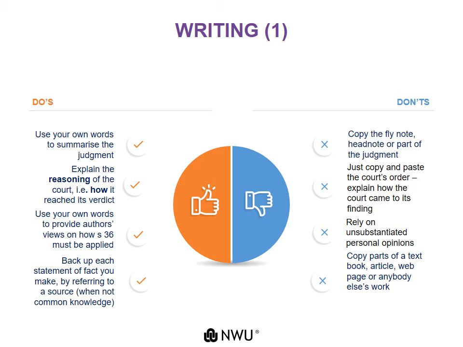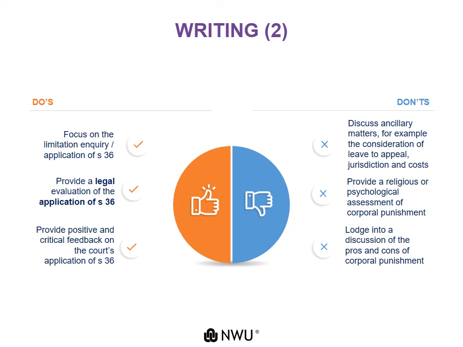Importantly, do not copy any part of a textbook, an article, a web page, or anybody else's work. Just don't. Do focus on the court's handling of the limitation inquiry or its application of Section 36. Don't go into a discussion of ancillary matters, for example, whether or why the party was granted leave to appeal, what the court's jurisdictional inquiry entailed, or the costs inquiry. That's not relevant for purposes of this assignment.